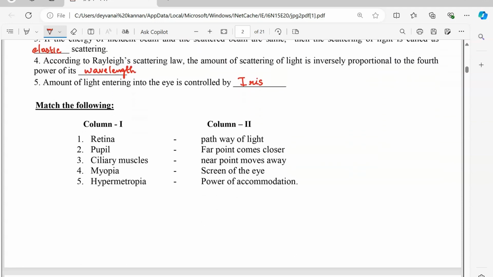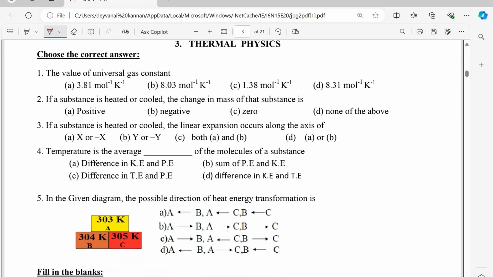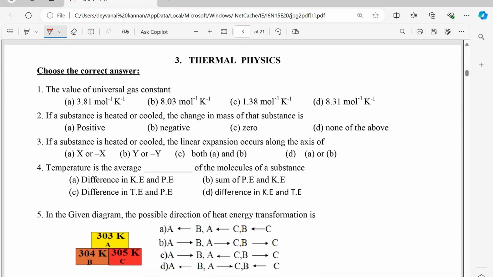Next one, match the following. Retina, screen of the eye. Pupil, pathway of light. Ciliary muscles, power of accommodation. Myopia, far point comes closer. Hypermetropia, near point moves away. Next, let's see the book back answers of thermal physics.